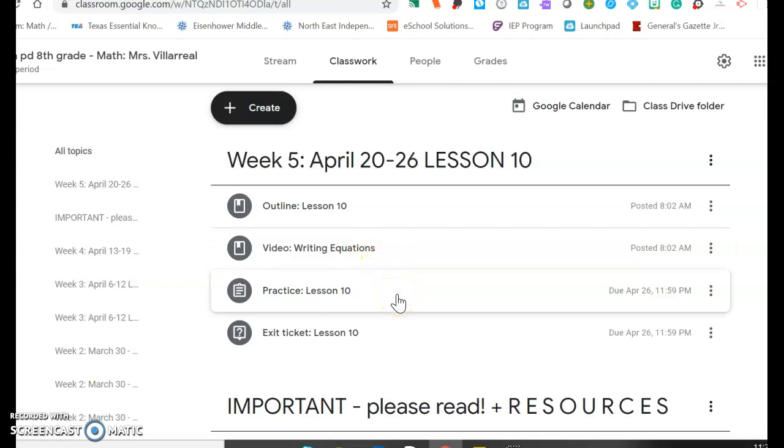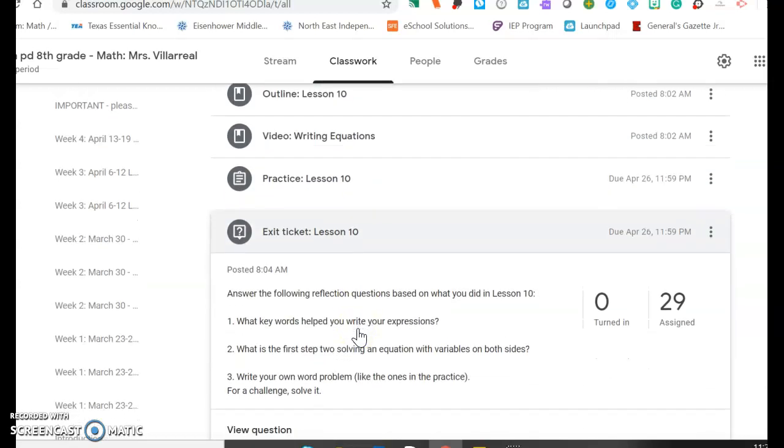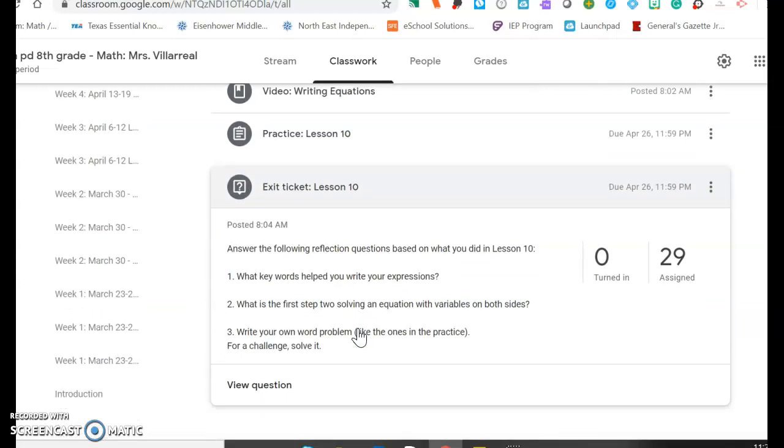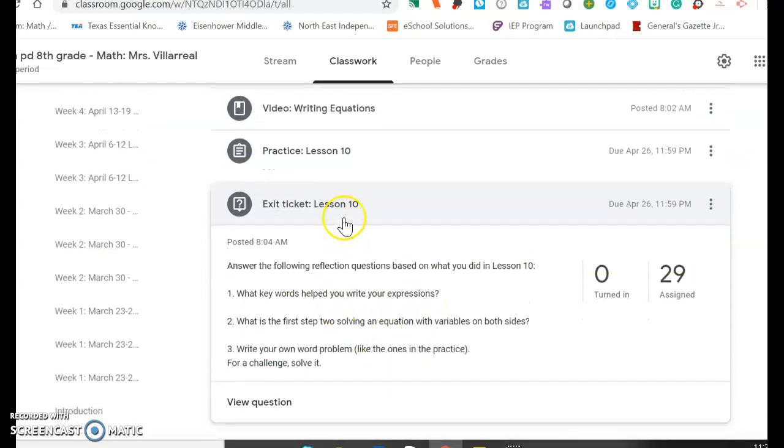Your practice lesson 10 is questions and an answer key so that you can practice and see if you get it correct before you do the exit ticket. The exit ticket is answering 3 questions: what keywords helped you write your expressions, and you can get that from the notes; what is the first step in solving an equation with x on both sides; and then to write your own word problems like the ones in the practice.